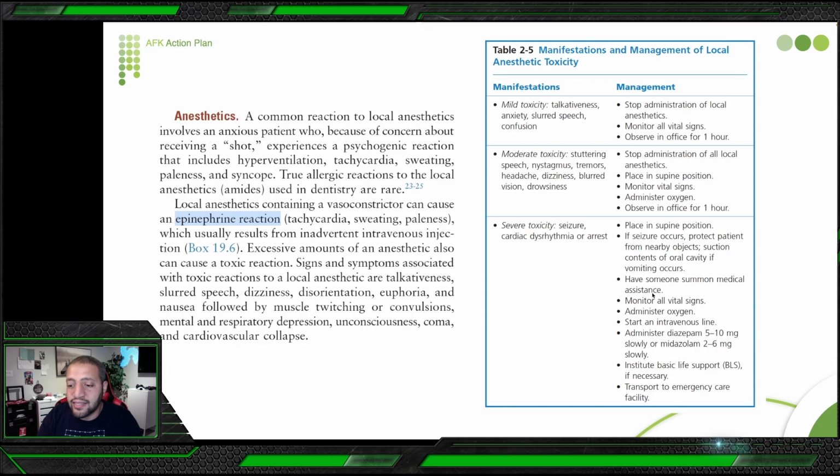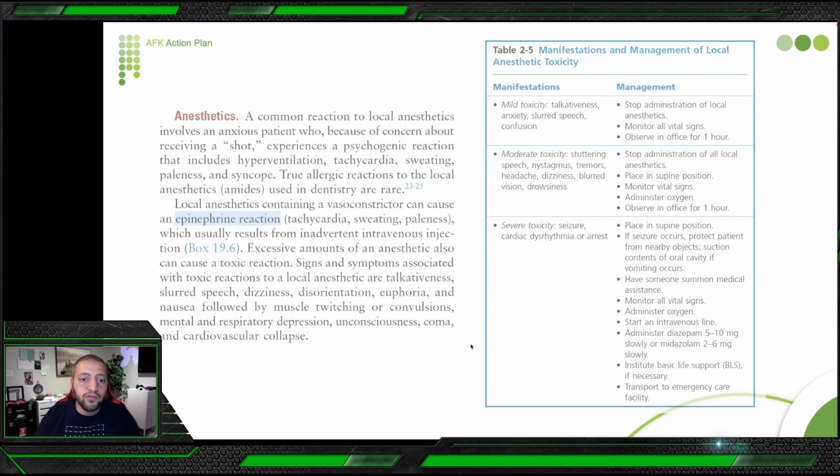Have someone summon medical assistance, so you need to call 911, monitor all vital signs, give him oxygen, and start an intravenous line. And you give him diazepam 5 to 10 milligrams slowly, or midazolam 2 to 6 milligrams, and then institute basic life support if your patient goes into arrest and transport to an emergency care facility. So this is the complete package of dealing with LA toxicity. You should know which stage you are in, and depending on the stage, you manage your patient. It's not that every patient with LA toxicity you call 911 or give diazepam. It's a story building up, and you should get the hint from the question to easily get the answer.